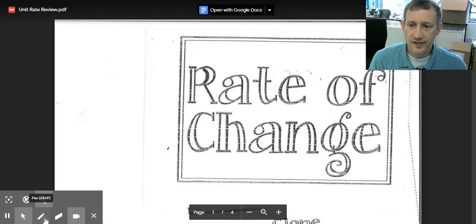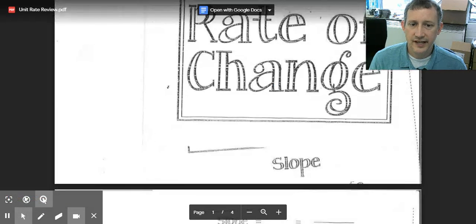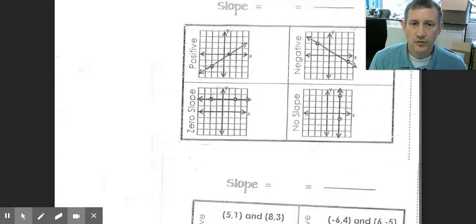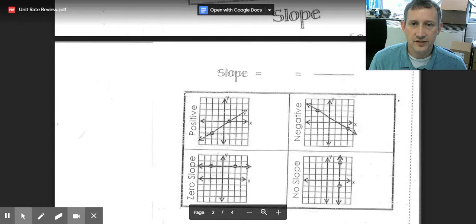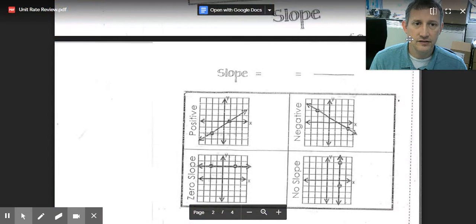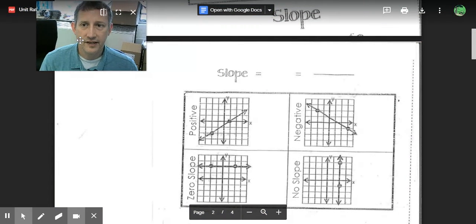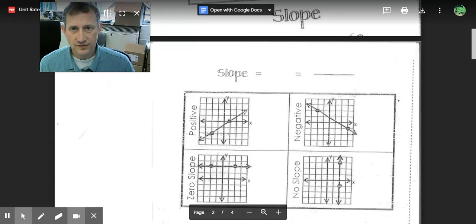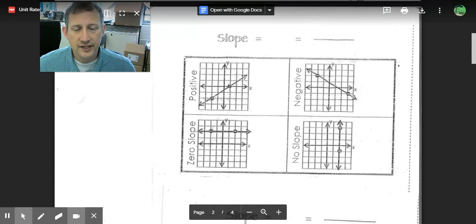So let's get started. Again, put your name on that first page if you haven't already. And we're going to start here. I'm going to move my face over. And so the first thing we're going to look at is slope.